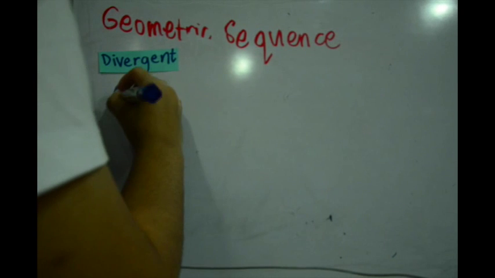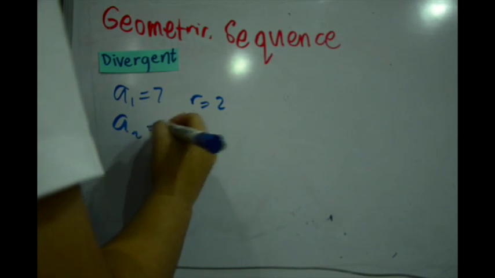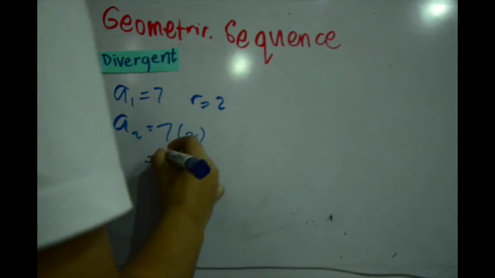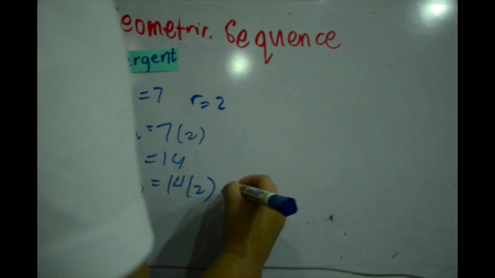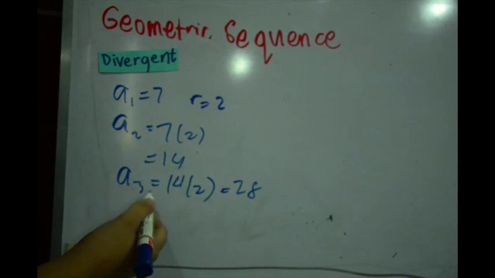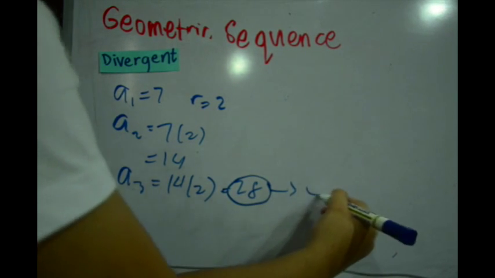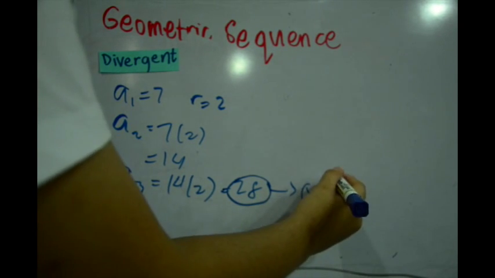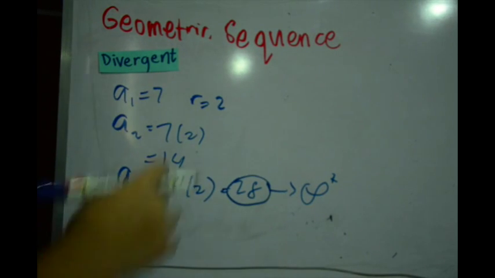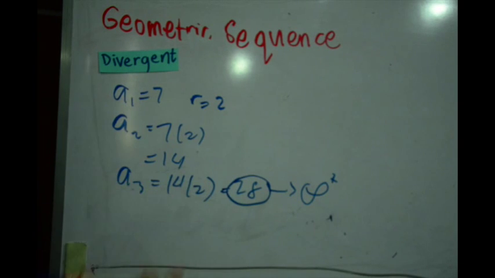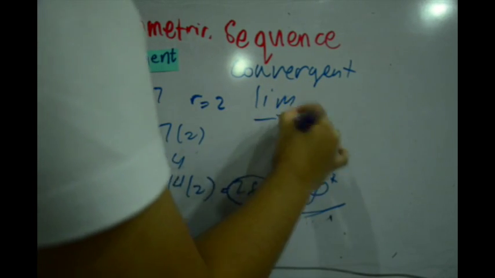for example, we have a sub 1 equals 7 and r is equal to 2. Now, our a sub 2 is equal to 7 times 2, which is 14. And our a sub 3 is equal to 14 times 2, which is equal to 28. You can see that as the n goes larger, the term also goes larger until it reaches positive infinity. Now, we call this a divergent series in which all terms, as long as they get bigger, will go to positive infinity. Unlike the convergent, where the limit equals 0.